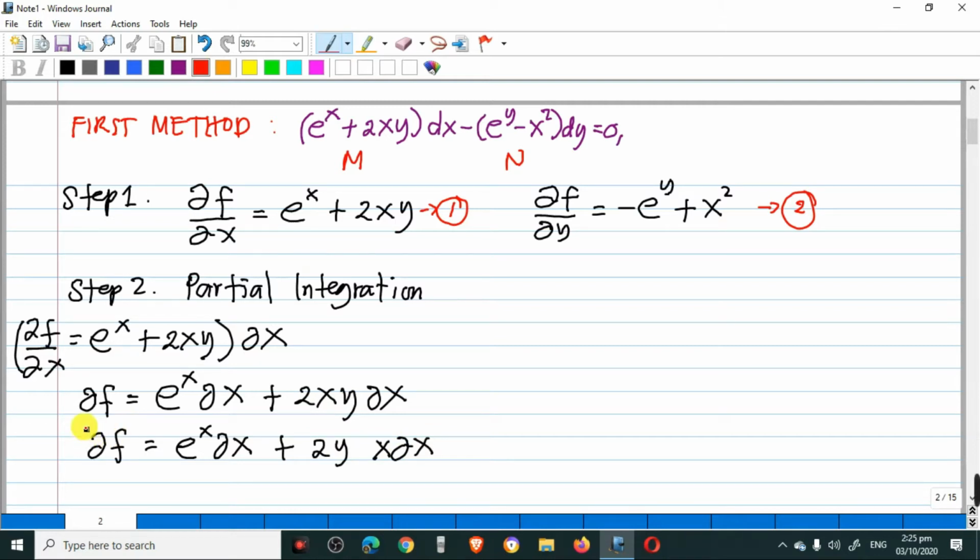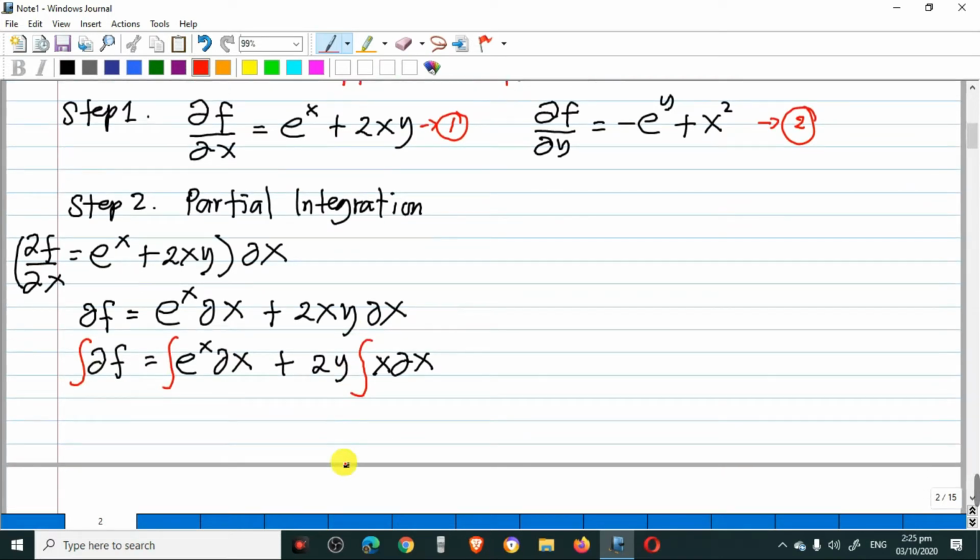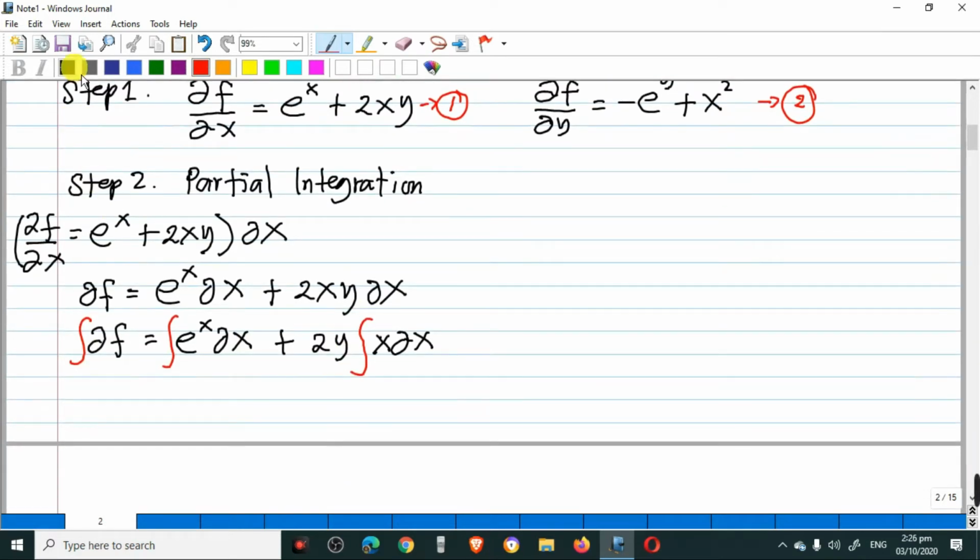And do the integration. Integrate both sides. In solving for the integral of this equation number 1, what is the integral of the left side? This is equals to f. The integral of the exponential function, e^u du, or simply e raised to x. Just find the formula for the integral of the exponential function. The integral of e^u du is simply e^u, or e^x dx is simply e^x. So, plus, our 2y is a constant, so just copy our constant.